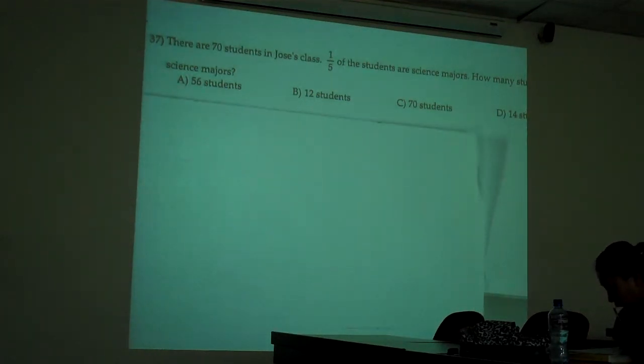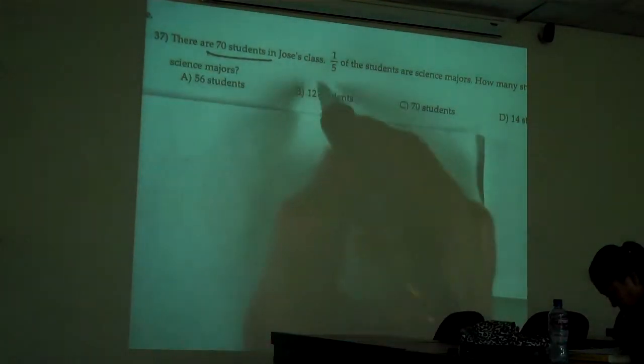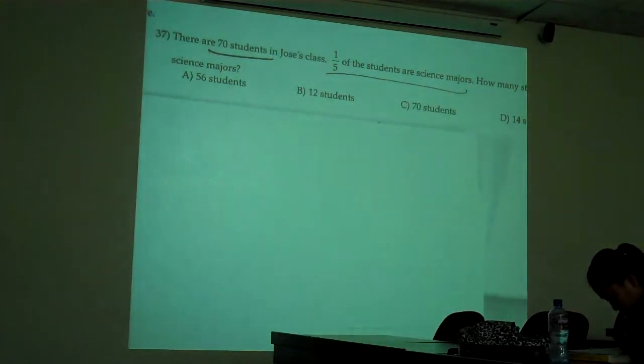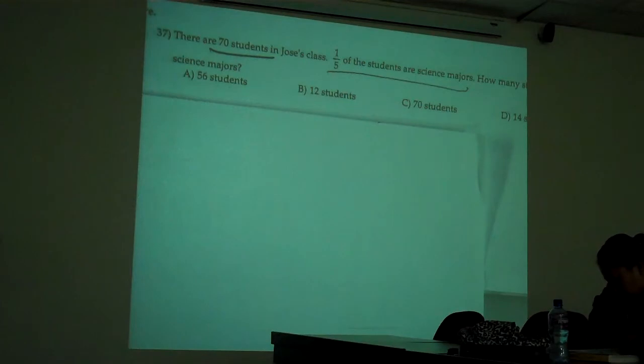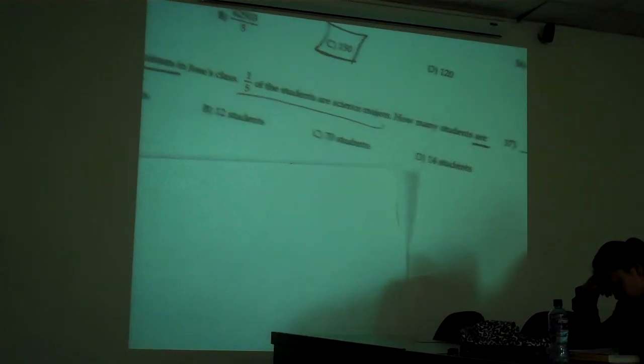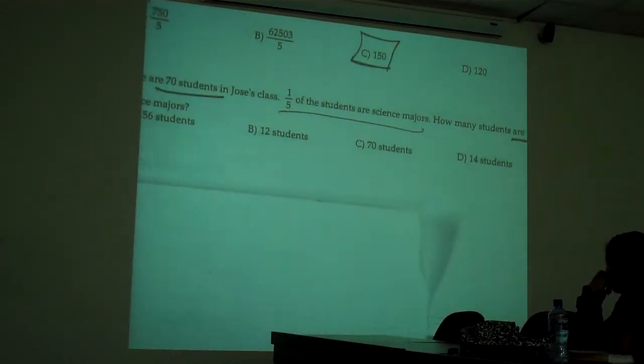There are 70 students in Jose's class. 1/5 of the students are science majors. How many are science majors? Make sure it says are or are not, okay? It says how many are science majors. So out of 70, 1/5 of them are. So what are we going to do with the 70 and the 1/5?